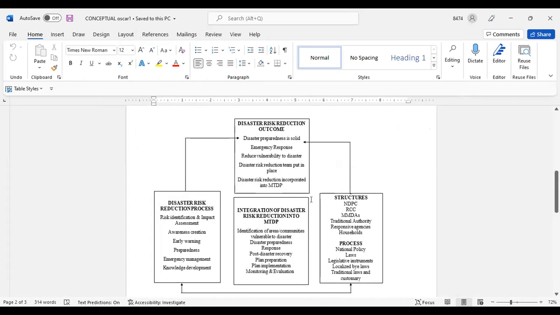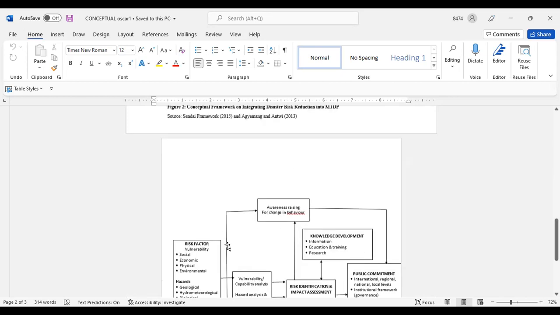So with this one, I was looking at how we can integrate disaster risk reduction into the planning of development in our various MMDAs. So I have my disaster risk reduction outcome, what I want to achieve at the end of the day. Then I have the disaster risk reduction process. So inside the processes, what are the inputs? We are looking at risk identification and impact assessment, awareness creation, early warnings, preparedness, emergency management, knowledge development. So we are saying that all these things may transpire.